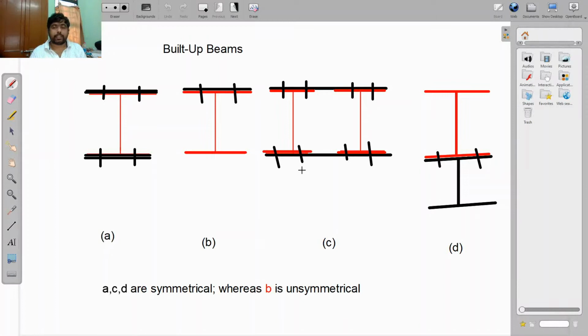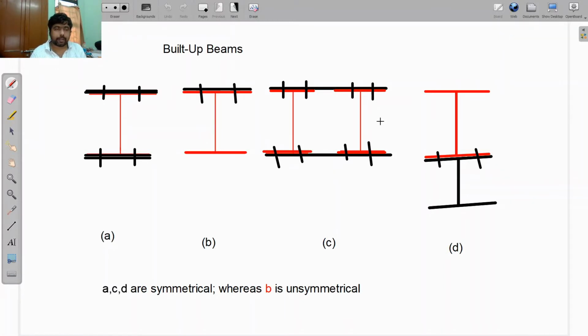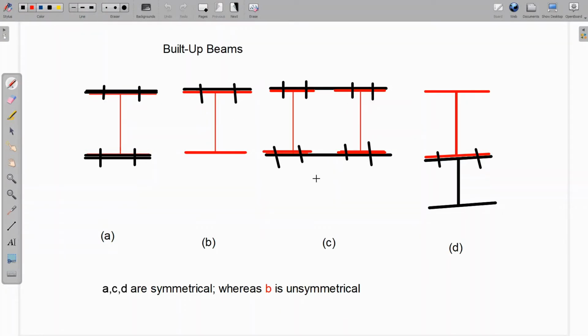Okay, for the next session, today we'll start built-up beams. You can see some examples of built-up beams already drawn here. In this case, one I section with two cover plates, one on each side. In this case, one I section and only on one side, one cover plate. Here, two I sections and both side cover plates are there.